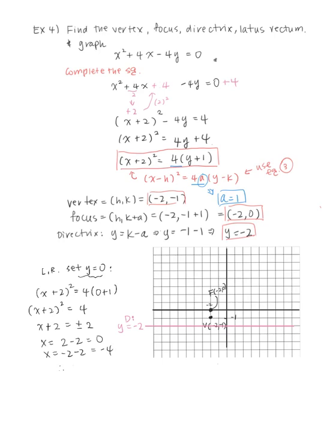Therefore, the latus rectums are at (0, 0) and (-4, 0). Now connect those dots from the vertex.